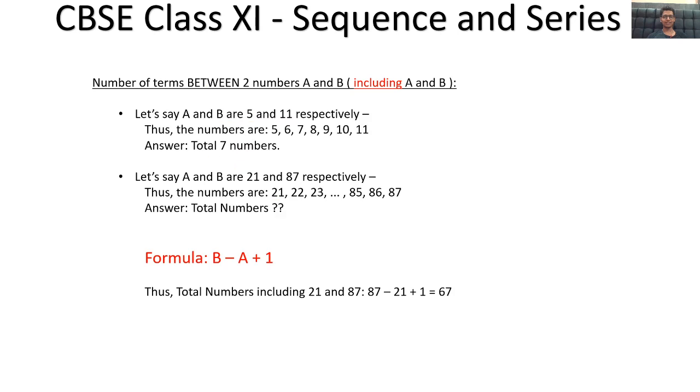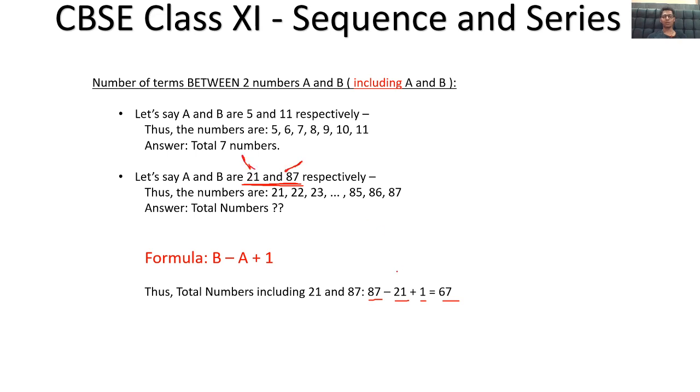Well, that's the formula. When we need to calculate the total number of terms between a and b, including a and b, the formula is: subtract the smaller number from the larger number and add 1 to it. For example, the total numbers including 21 and 87 is going to be 87 minus 21 plus 1, which is 67. That is a total of 67 numbers in between 21 and 87, including 21 as well as 87.